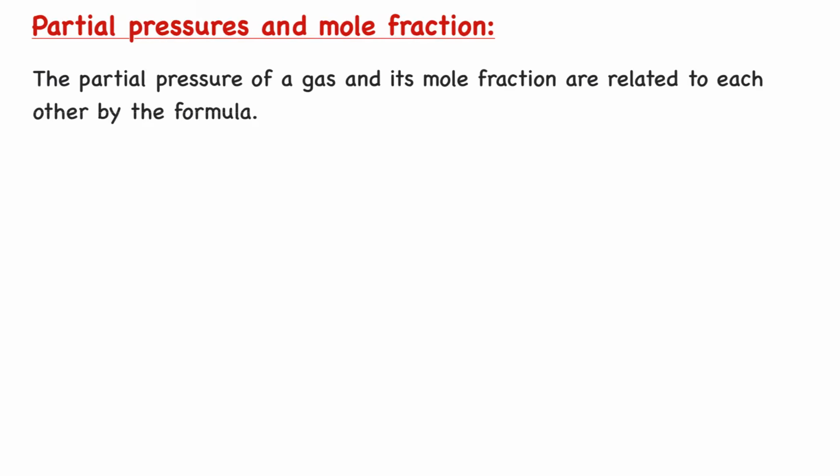Now we will discuss how the mole fraction of a particular component in a mixture of gases is related to its partial pressure. The partial pressure of a gas and its mole fraction are related to each other by the following formula. Partial pressure of component A is equal to the mole fraction of component A times its total pressure. Similarly, partial pressure of B is equal to mole fraction of B times the total pressure.